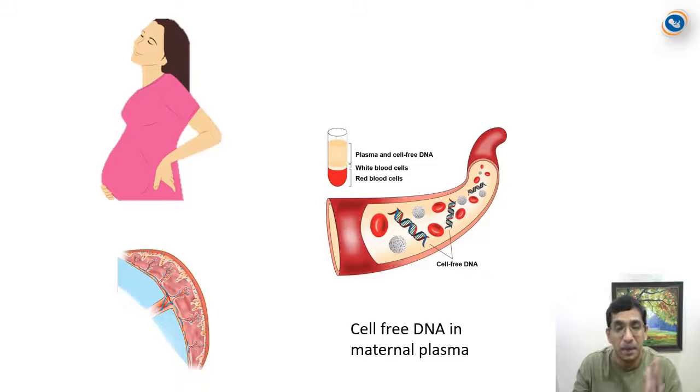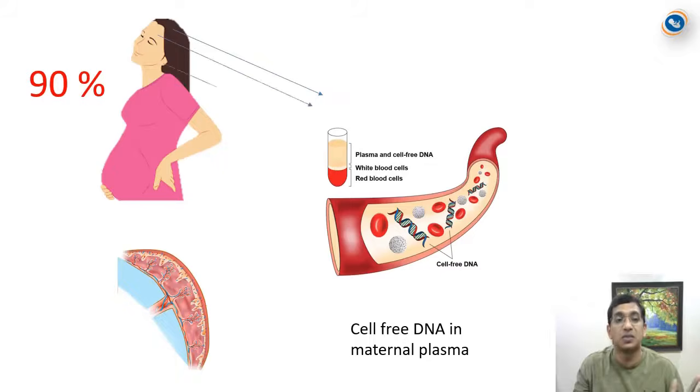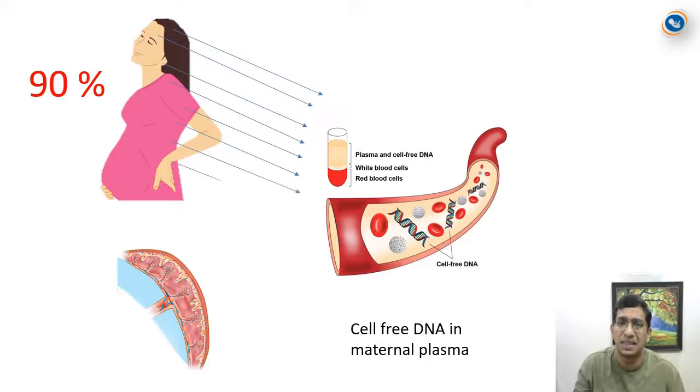Cell-free DNA in maternal blood comes from two sources, the mother and the placenta, not the fetus. Ninety percent of cell-free DNA comes from the mother's cells itself, from all parts of the mother's body: the brain, the heart, the muscles, the eyes, the blood vessels, the stomach, everywhere the cells are being shed. These cells in maternal blood break down and release their cell-free DNA. So 90% of cell-free DNA in maternal plasma comes from the mother itself.